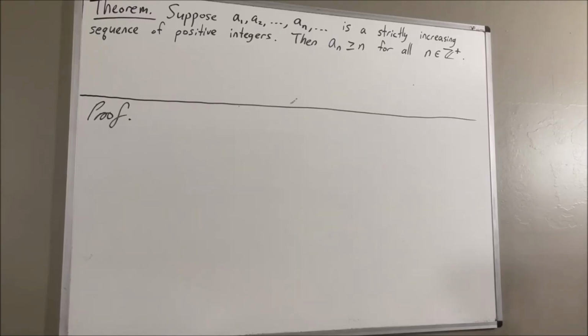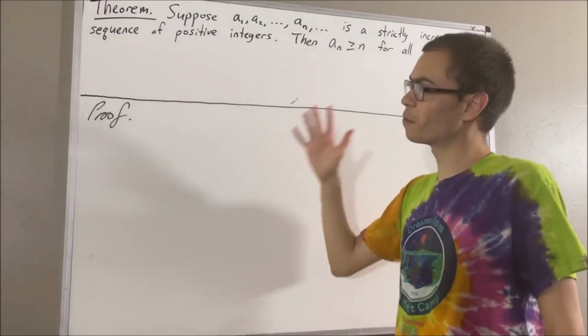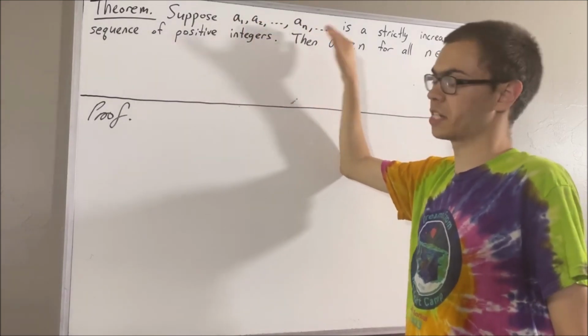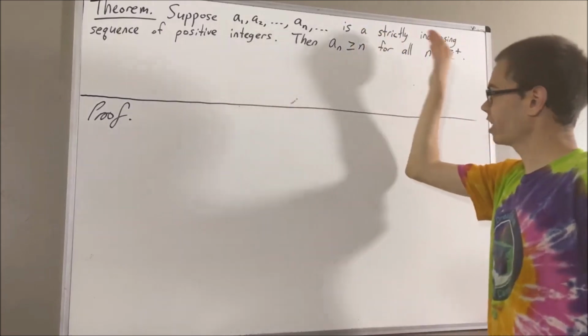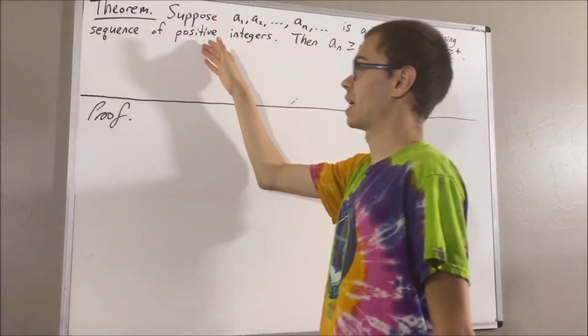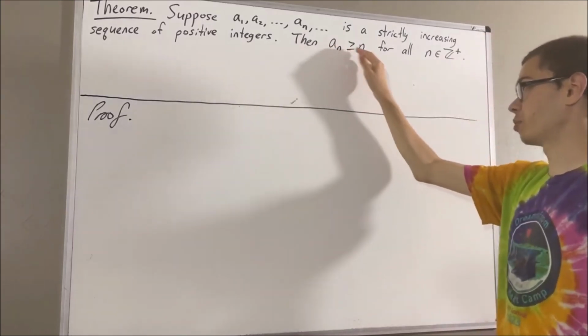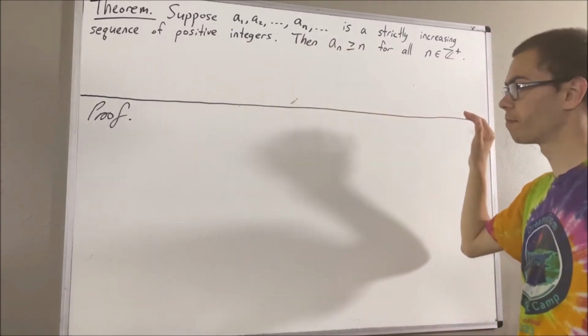Hello! In this video, we are going to prove the following theorem. Suppose a1, a2, an, and so on and so forth is a strictly increasing sequence of positive integers. Then an is greater than or equal to n for all positive integers n.